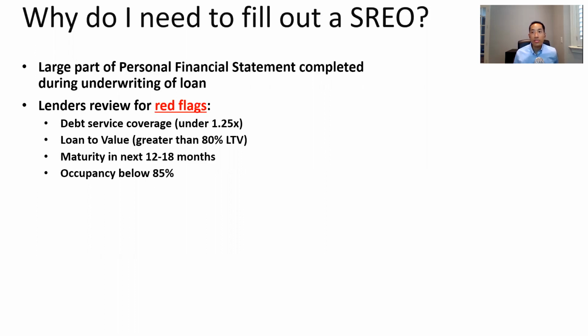And so lenders are going to review this, especially for these red flags, right? They're going to look at debt service coverage if it's under 1.25. They're going to look at loan to value greater than 80%. They're going to look for loan maturities in the next 12 to 18 months. And then also they're going to look at occupancy. So if occupancy, let's say, is below 85%, that could be a red flag for them, and you're going to have to explain that in your SREO.